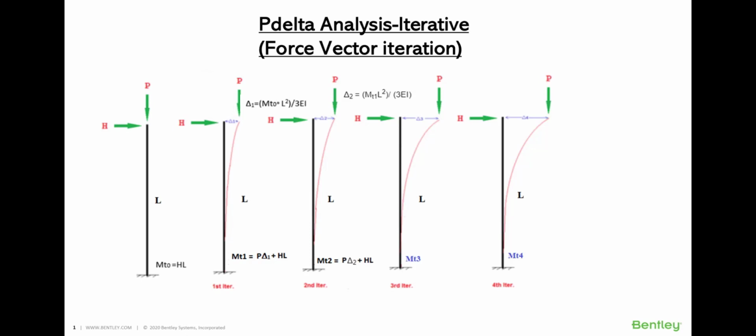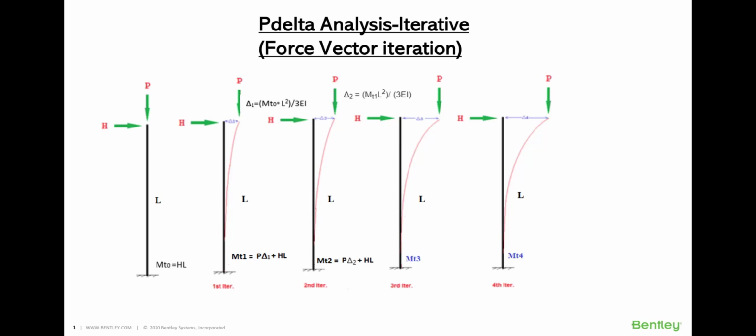Now to determine delta 1, we can use the moment MT0 and the lateral stiffness of the column. So again, the vertical load P is sitting on the top with the lever arm distance of delta 1, generating the additional moment of P times delta 1.